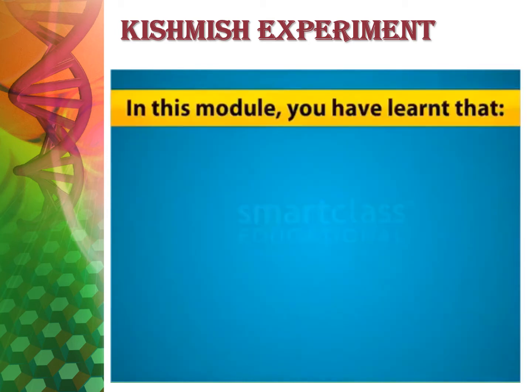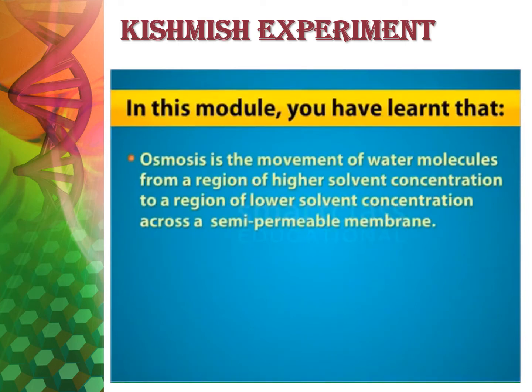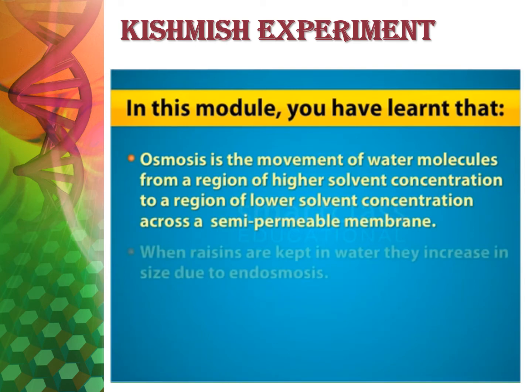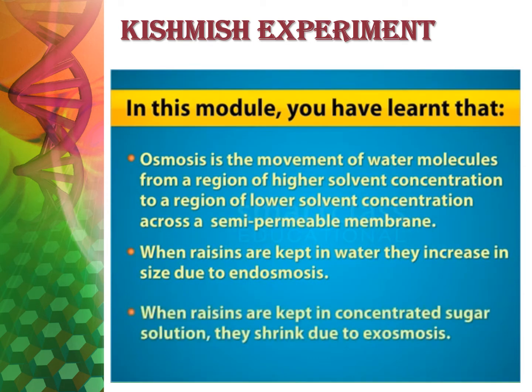In this module, you have learnt that osmosis is the movement of water molecules from a region of higher solvent concentration to a region of lower solvent concentration across a semi-permeable membrane. When raisins are kept in water, they increase in size due to endosmosis. When raisins are kept in concentrated sugar solution, they shrink due to exosmosis.